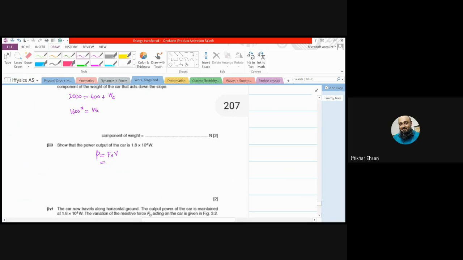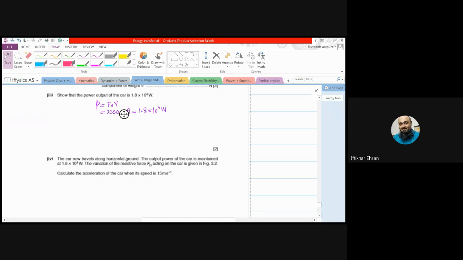And the forward force from the engine. The engine is providing the output power to make the car move. So the power applied by the engine is 2000 Newton and its velocity is 9. You multiply and you get the same answer, 18,000, or you can round it off. And the unit for power is this.